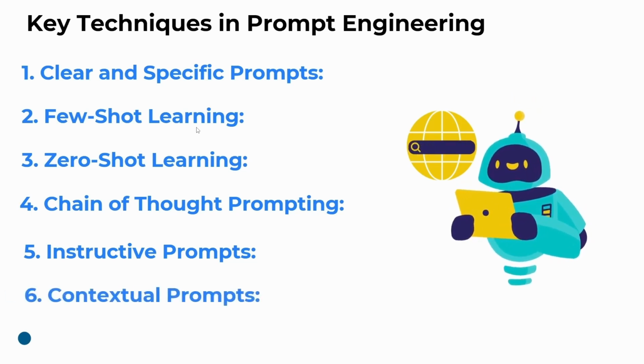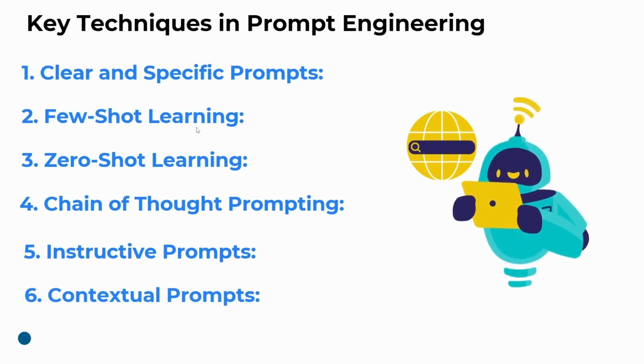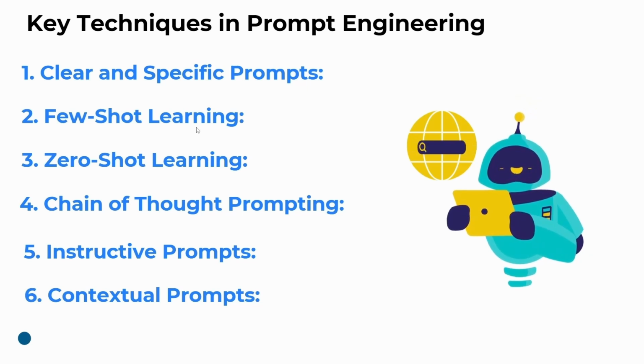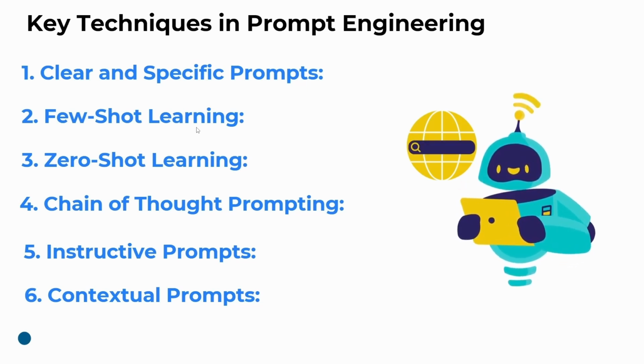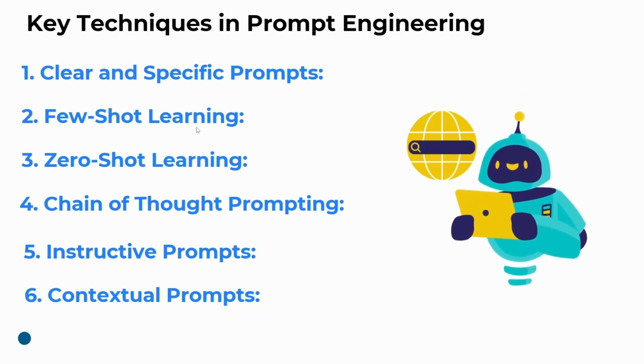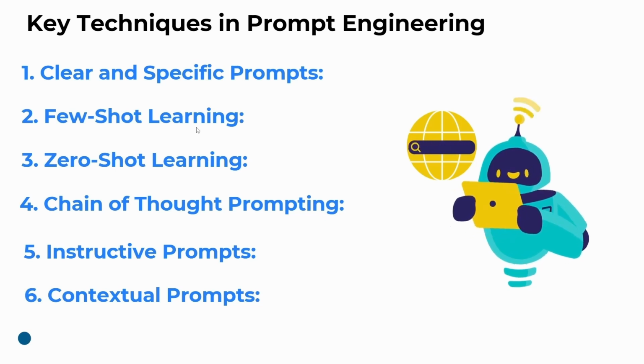After that, we have the contextual prompt, which is the last one, supplying background information within the prompt to help the model generate a more accurate response. For example, "considering the recent advancements in AI, write a summary of how AI is impacting healthcare". So that was an example of a contextual prompt.